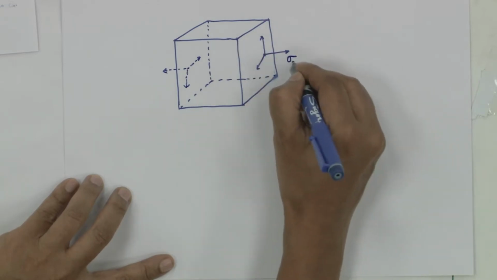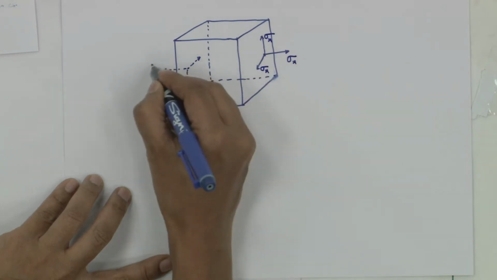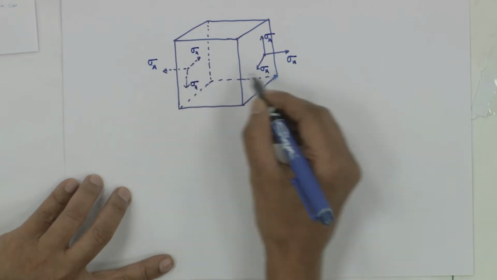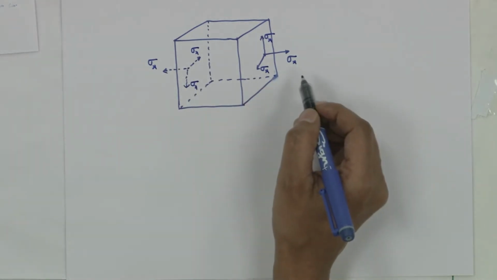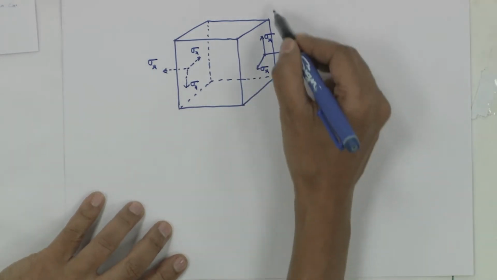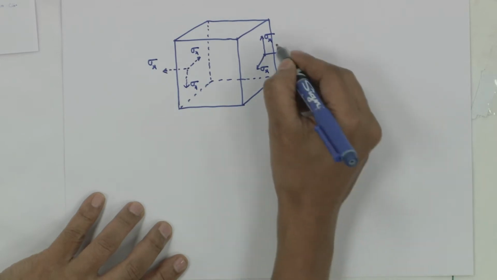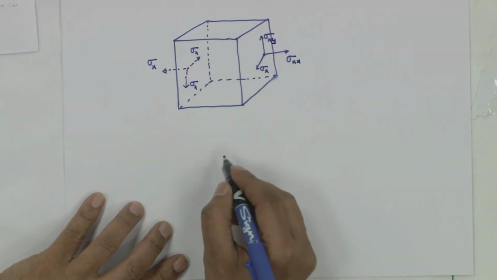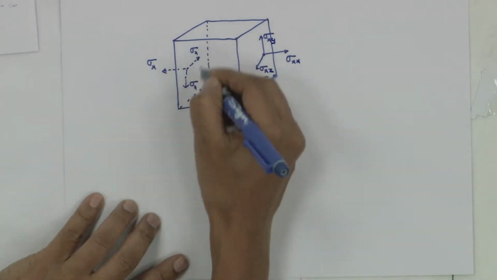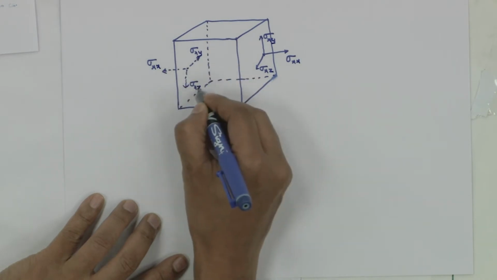So the first subscript is x, because that is the x direction in which the outward normal vector is for this plane. So what is the direction? X direction. What is the direction of this stress? Y direction. What is the direction of this stress? Z direction. What about this? This is again x, y, z.